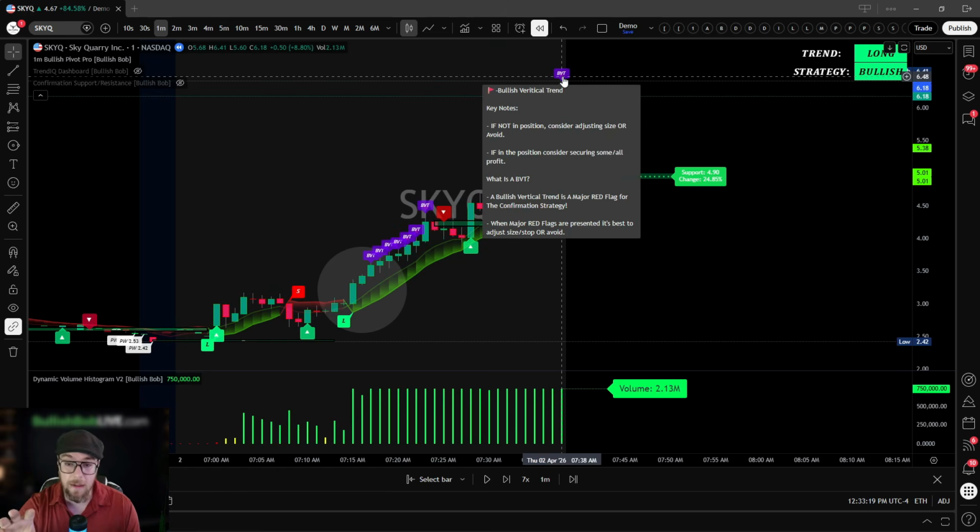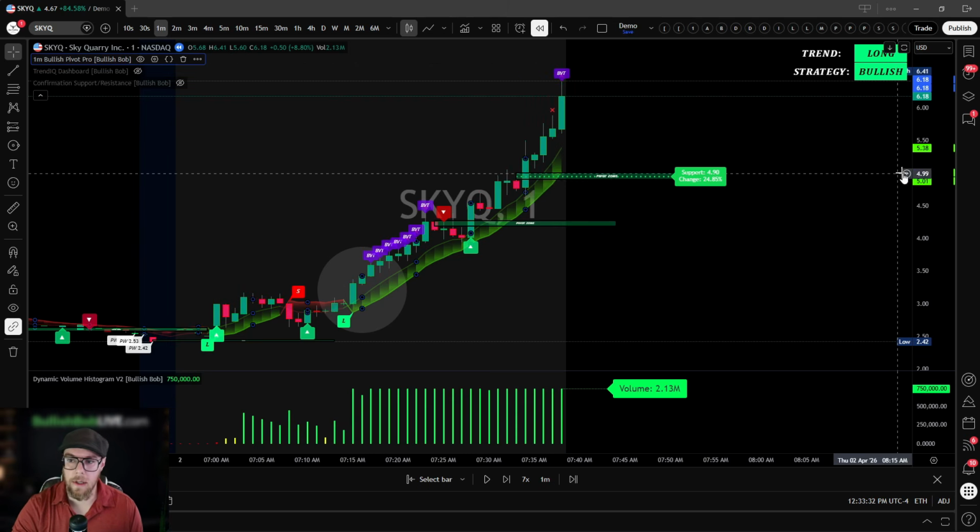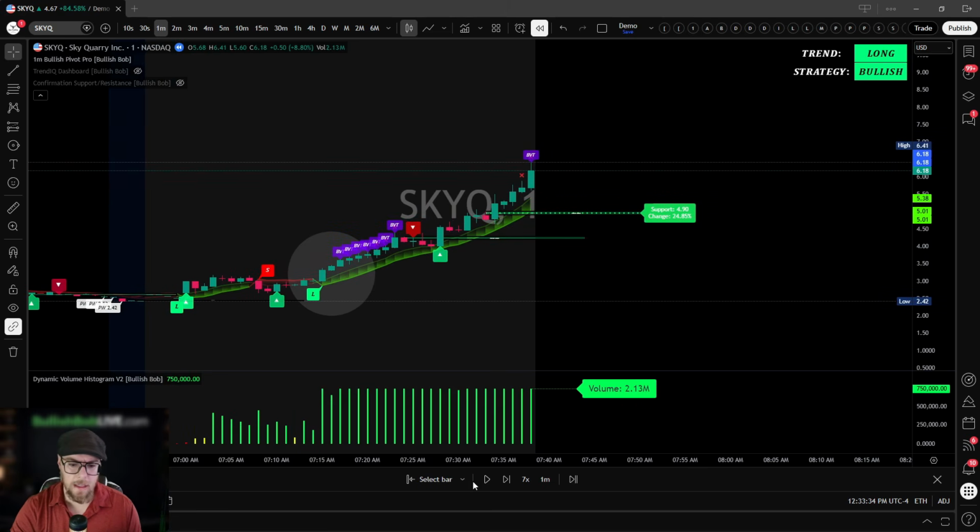It is extended. That means it's a bullish vertical trend. Another red flag, excuse me. That means we need to be careful. A BVT means it's extended. It may need a breather. Doesn't mean it will happen, but if I'm trading it and I see that type of condition, I'm either adjusting my size or I'm taking profit, right? So we can continue here and see what happens.